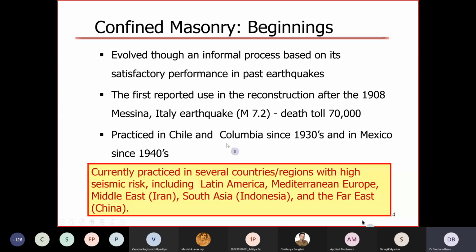So this is the conclusion that confined masonry has been practiced in several countries or regions with high seismic risk. Primarily, I would say some parts of Europe, then Middle East, Iran, for example, South Asia. Indonesia is one of the countries where it has been used, and in the Far East, China. In China, it has been used also for a relatively long time, and it has been part of Chinese codes.